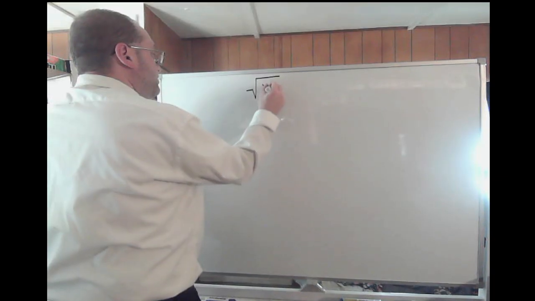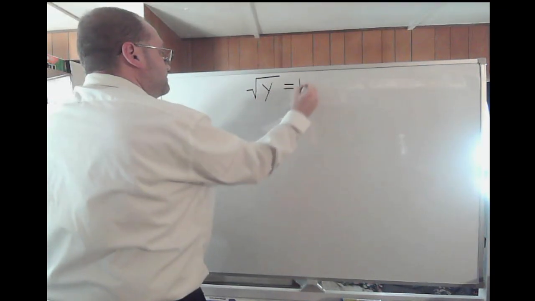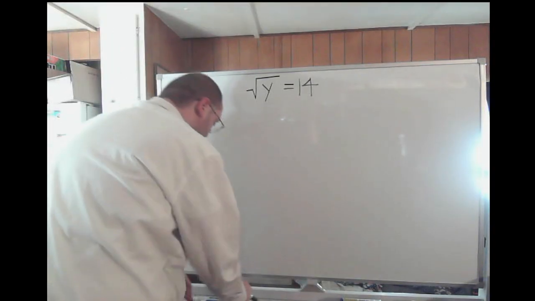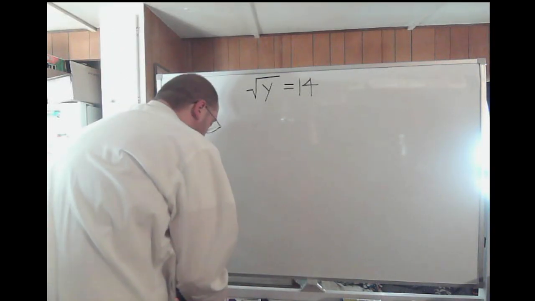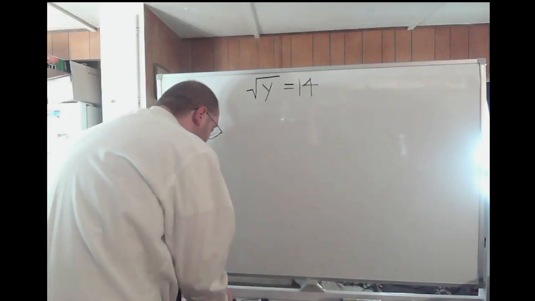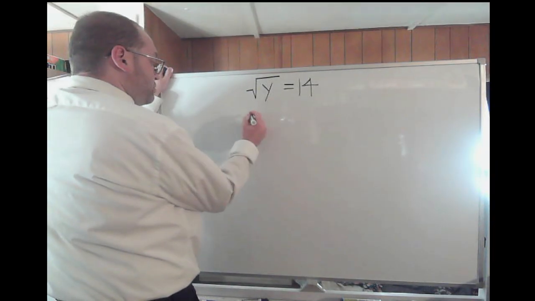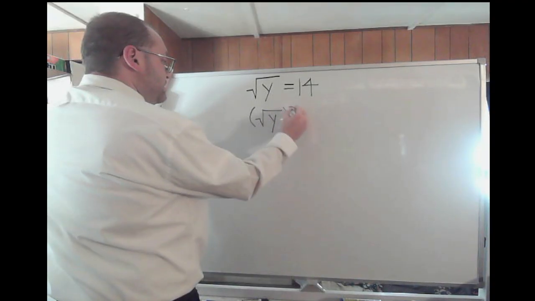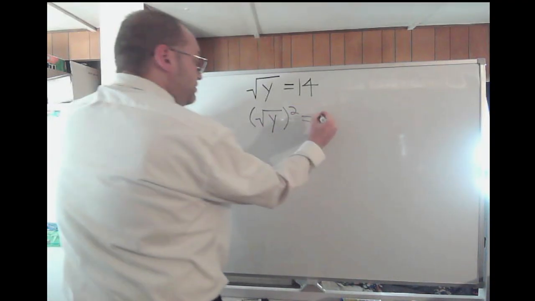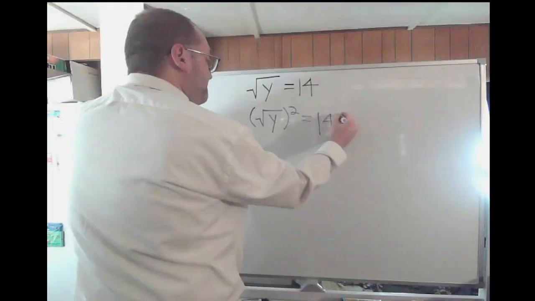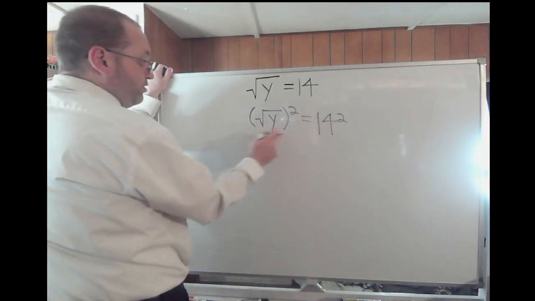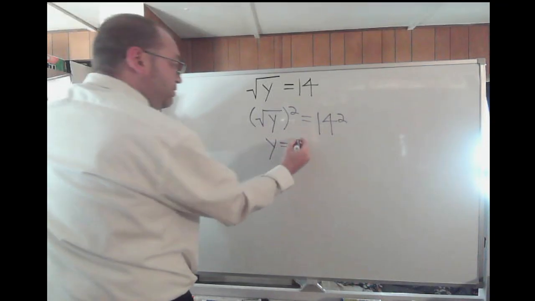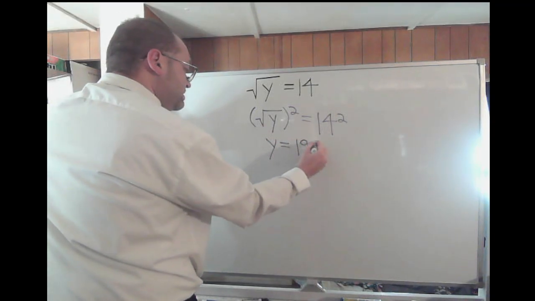We have the square root of y is equal to 14. So we've been given the square root of y equals 14. Well, what we need to do now is take that square root of y, raise that to the second power, but we also got to take that 14 on the right, raise that to the second power. Well, square root of y to the second power just becomes y. 14 to the second power, that's 196.